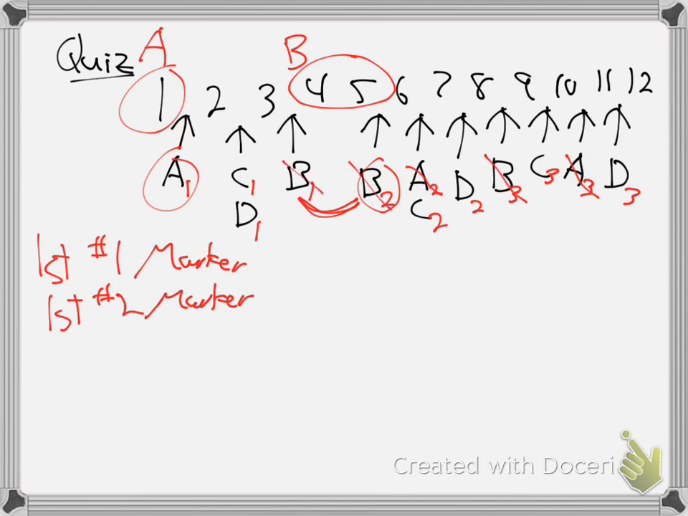B's got their section. Now take the first number 3 marker. What's the first number 3 marker among those who are left? Isn't it C3 right there? That's the first, starting on the left, right? First means starting on the left. Where's the first number 3 marker? Well, the B3, but they're out. B's already got their section. So it's the C3 marker.